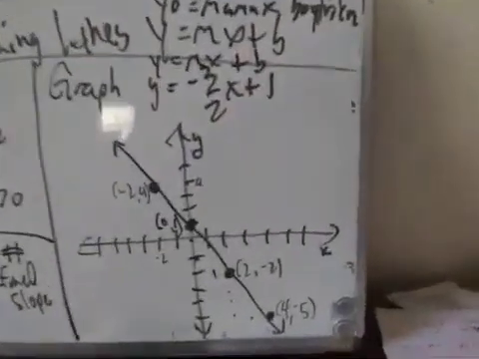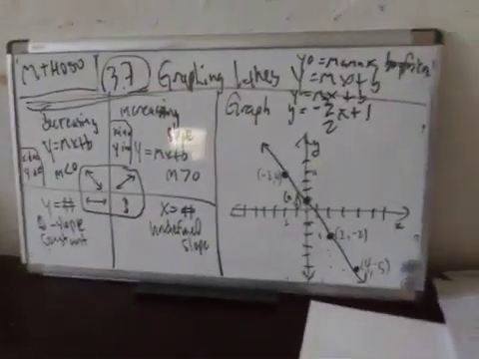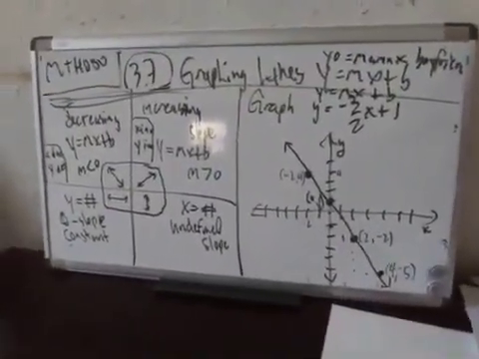So that's how you do this. It's not that bad at all. You can check all of these points. All right, so this part is done. 3.7 is done.